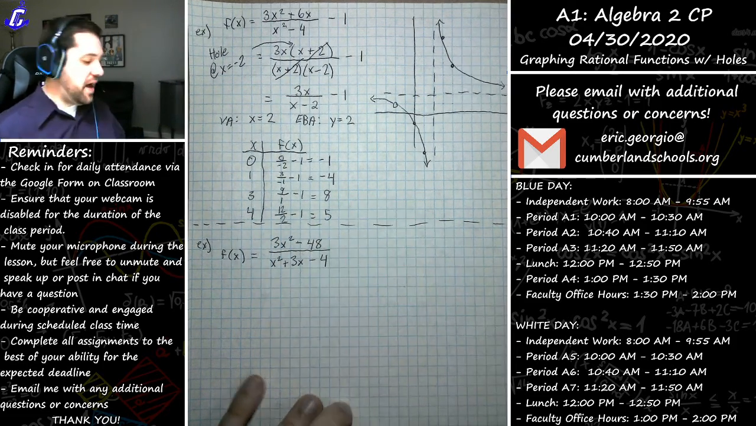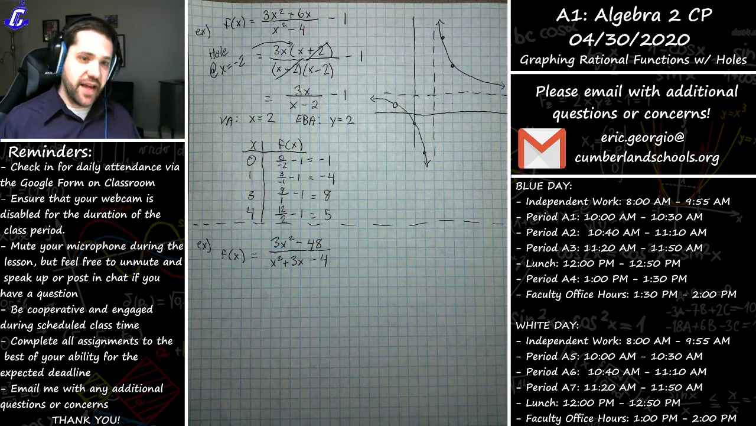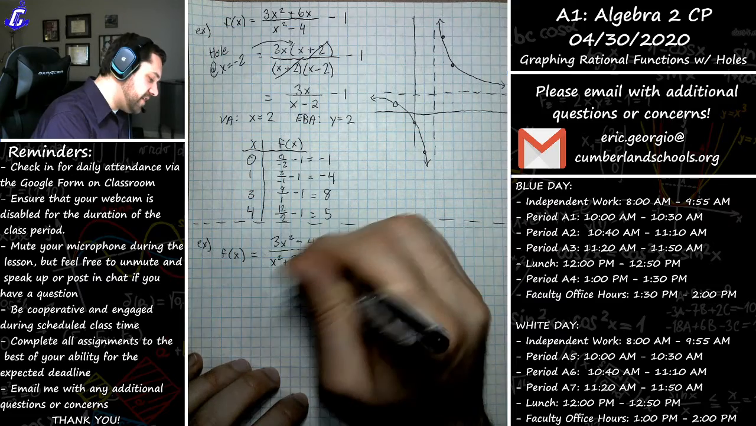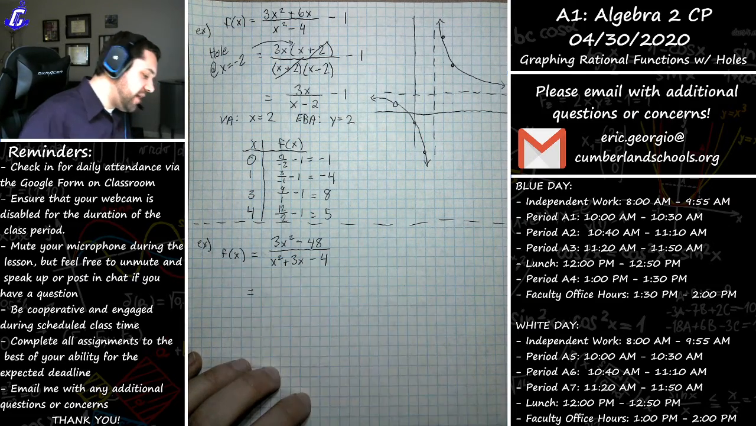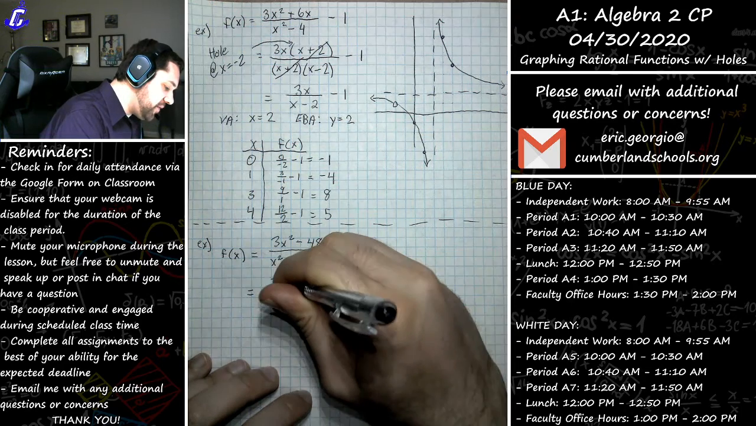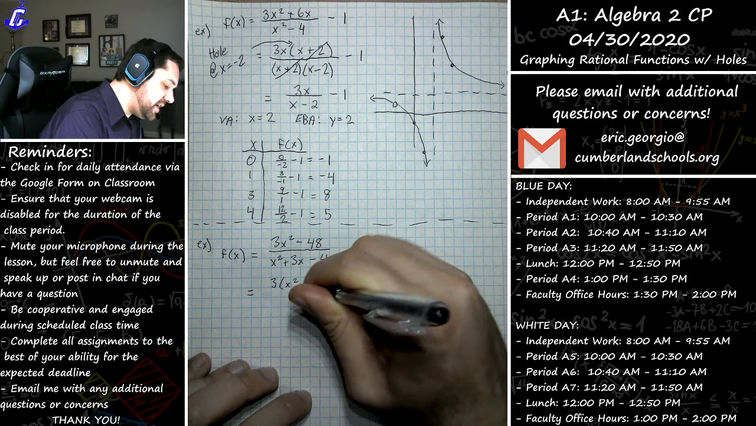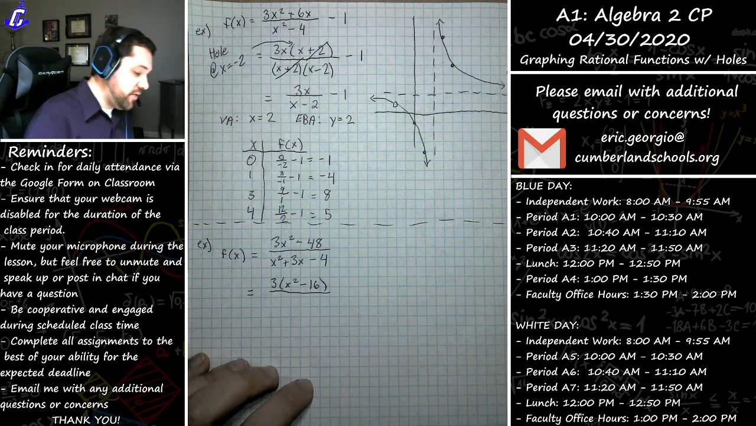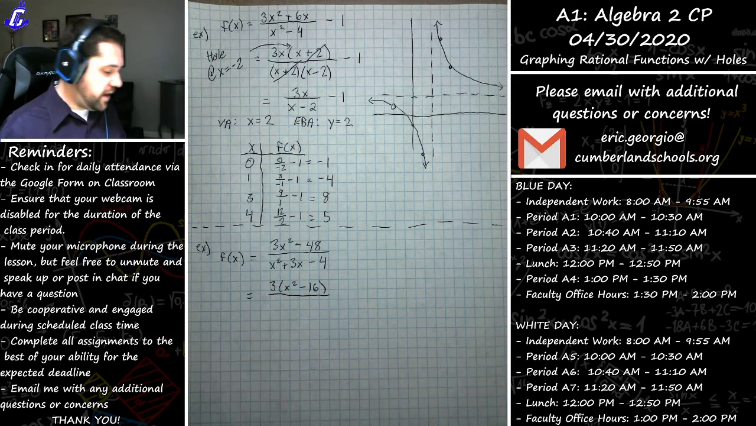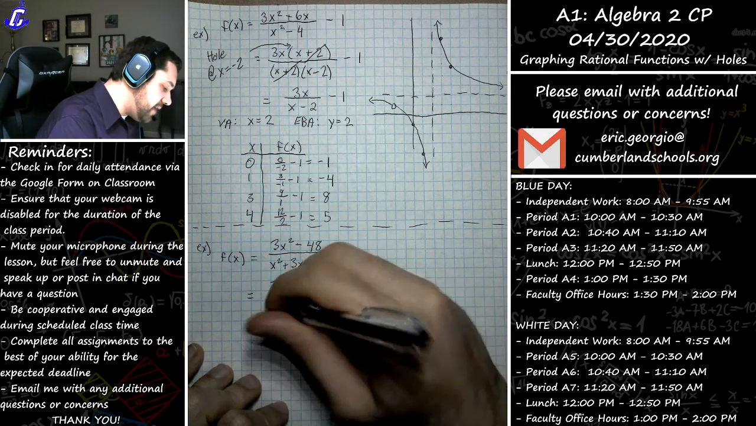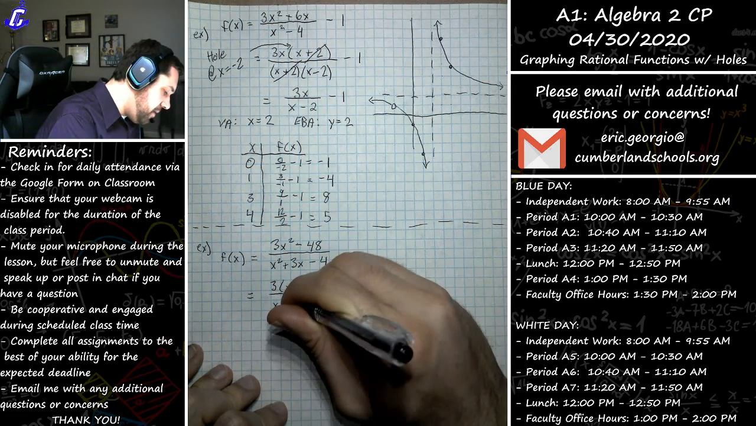I like this problem a lot because there's a lot of factoring that actually occurs here. What I'm going to do is factor down the numerator a little bit first. I could take out a greatest common factor of 3. If I do that, we're left with x squared minus 16, because 48 divided by 3 is 16. In the denominator, I'll leave that alone for right now.